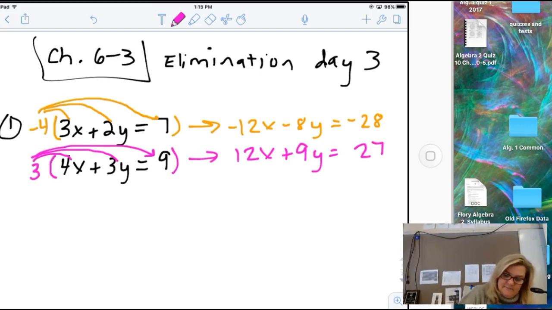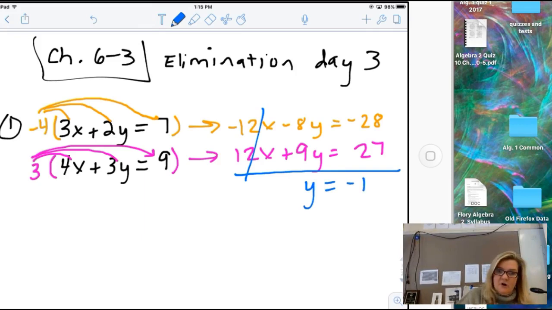So let's do that. I'm going to put my equal sign under here. I can eliminate my x's, and then I can just add down. -8y plus 9y is y. -28 plus 27 is -1. So there we've solved for our y. Now we need to solve for our x. Remember, we need to go back to one of the original equations, either this one or this one, and substitute that -1 for the y and then solve for the x.